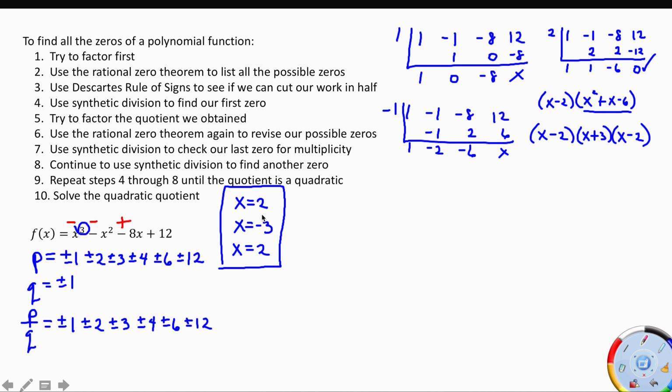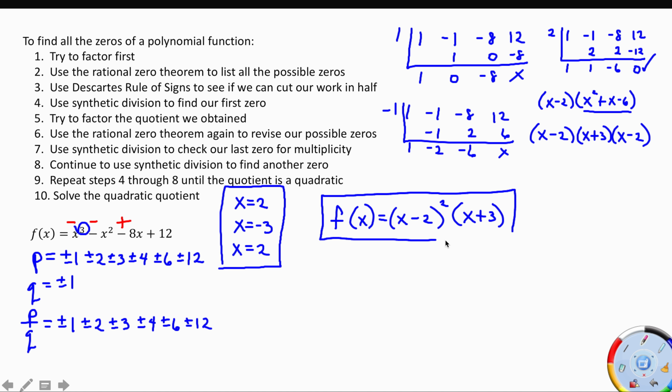Also, pay attention to your instructions. It could ask you to find the zeros, or it could ask you to use synthetic division to factor the previously unfactorable polynomial. So depending on what your instructions are, the steps to this problem would be exactly the same, but how we leave our answer could look like this or this, depending on if we're trying to find the zeros or factor it.